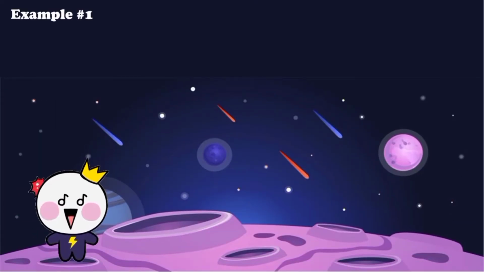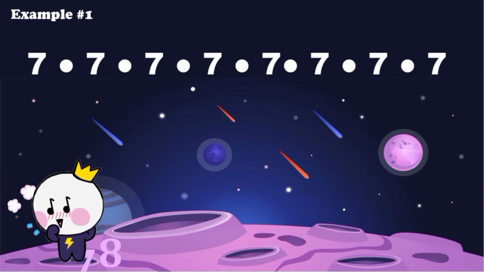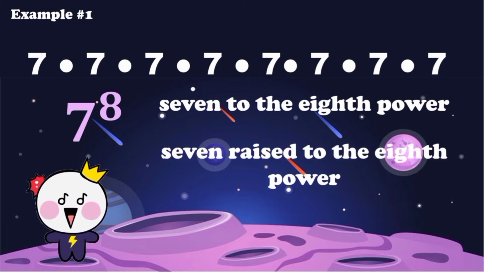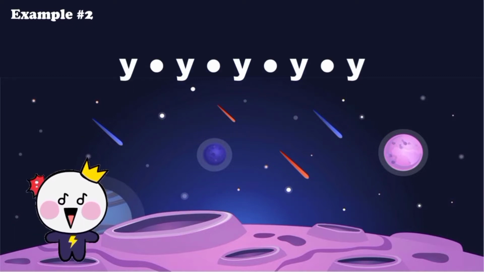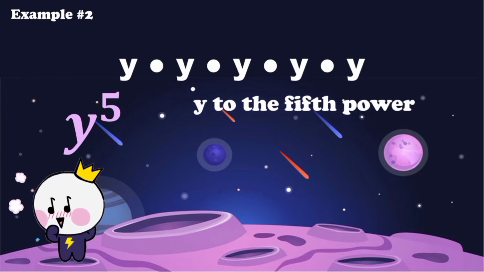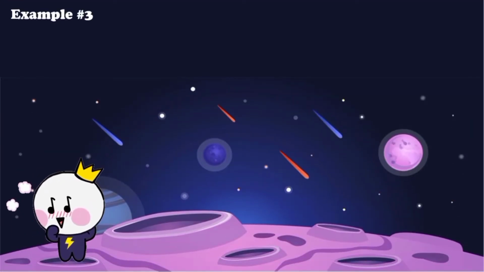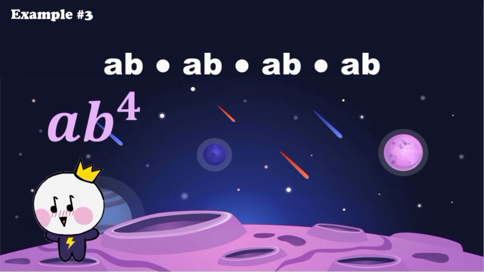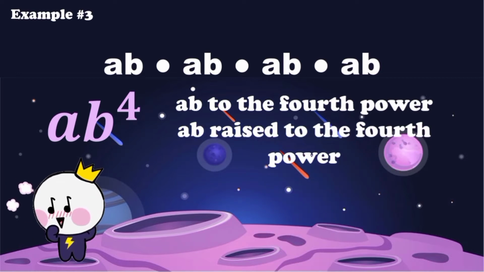Now let's try example number 1. We have 7 times 7 times 7 times 7 times 7 times 7 times 7 times 7 is 7 to the 8th power or 7 raised to the 8th power. Example number 2. We have y times y times y times y times y is y to the 5th power or y raised to the 5th power. Example number 3. We have here AB times AB times AB times AB, giving us the answer of AB to the 4th power or AB raised to the 4th power.